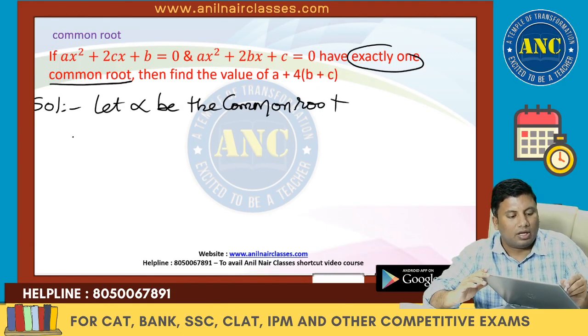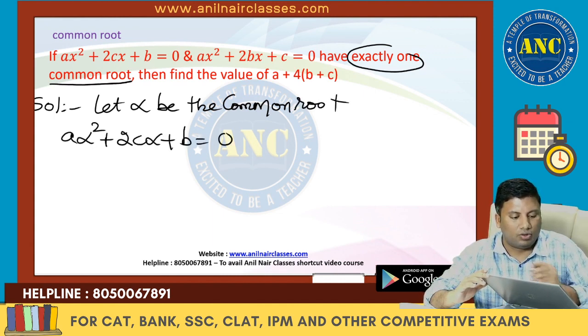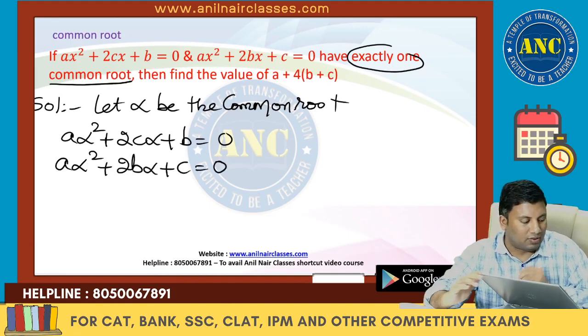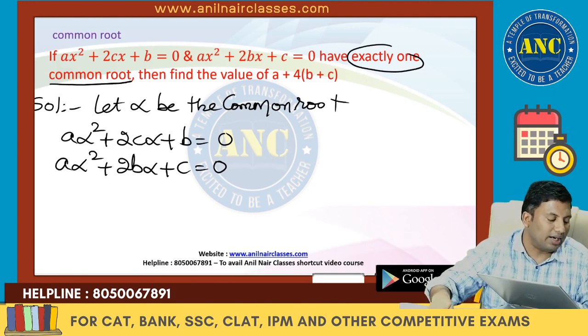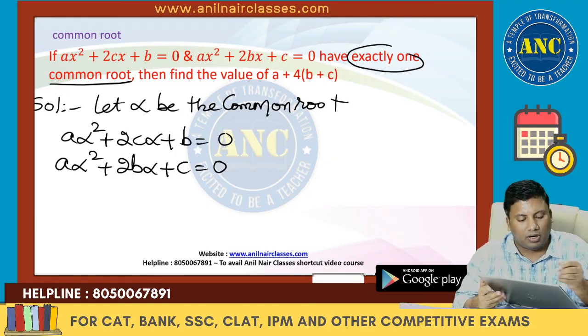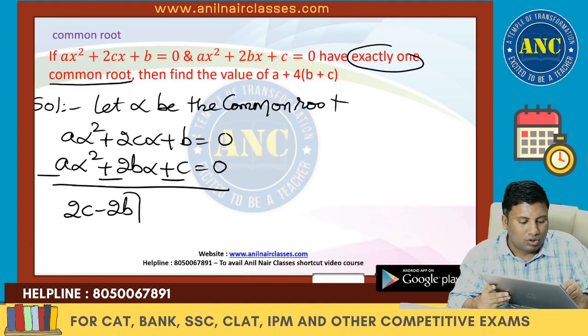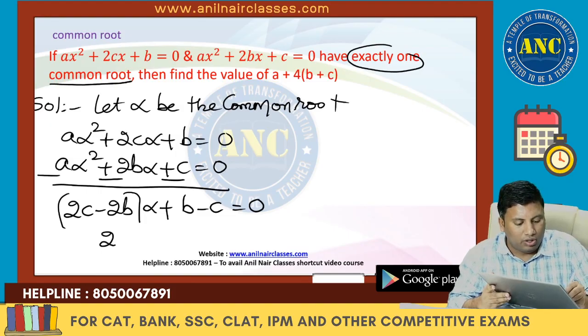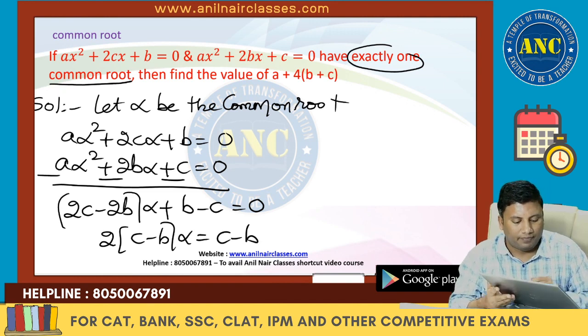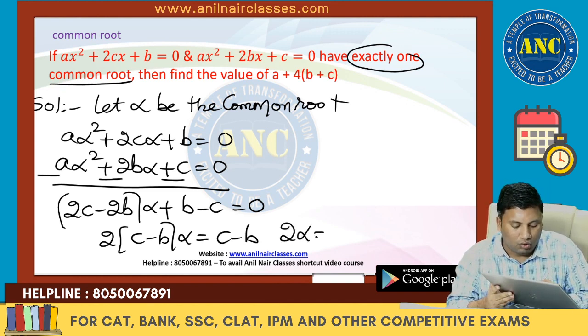If alpha is the common root, this will become A alpha square plus 2C alpha plus B equivalent to 0, and A alpha square plus 2B alpha plus C equivalent to 0. Yes, you are right, Abhijit, 1 or minus 1 are common roots. Subtracting, 2C minus 2B into alpha plus B minus C equivalent to 0. 2 into C minus B into alpha equivalent to C minus B. So it is nothing but 2 alpha equivalent to 1. Alpha is nothing but 1 by 2.